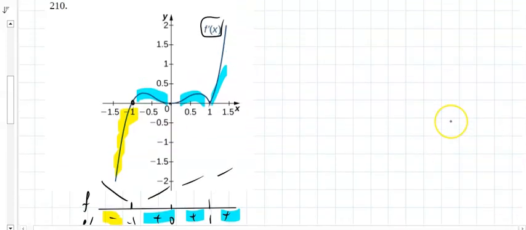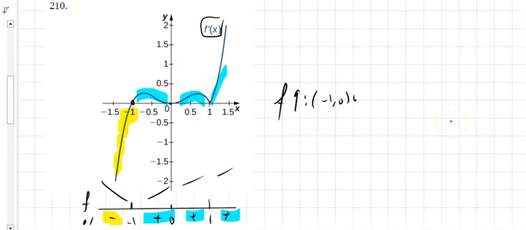And f is increasing from -1 to 0, union with 0 to 1, union with 1 to infinity. And f is decreasing from -infinity to -1.